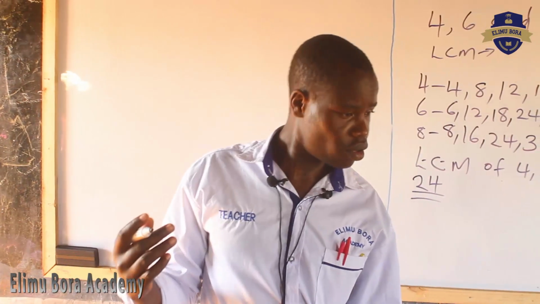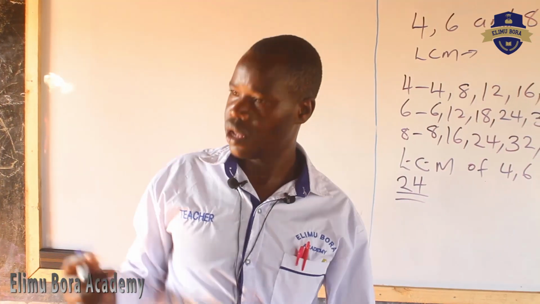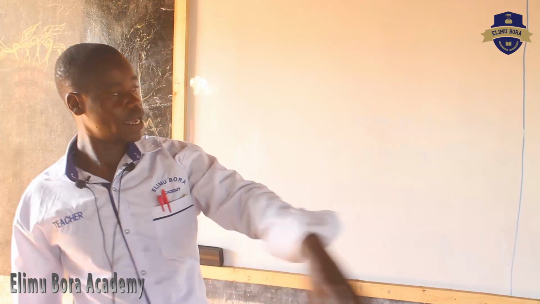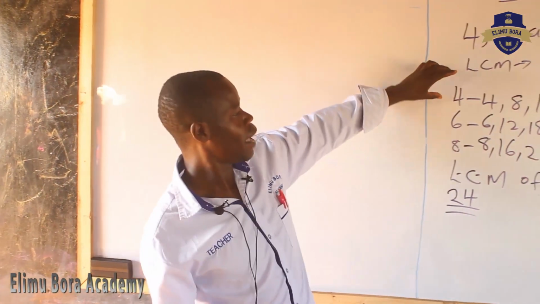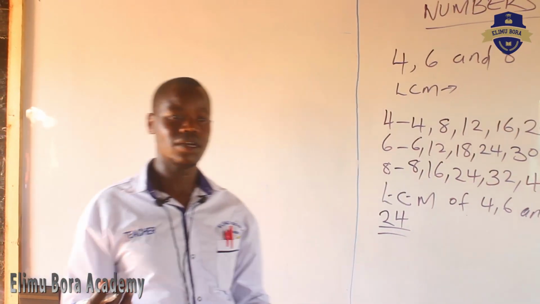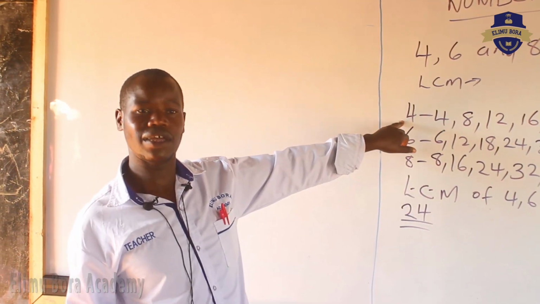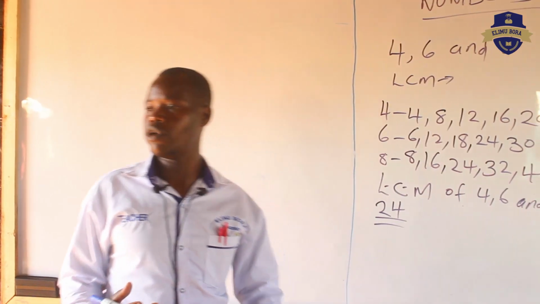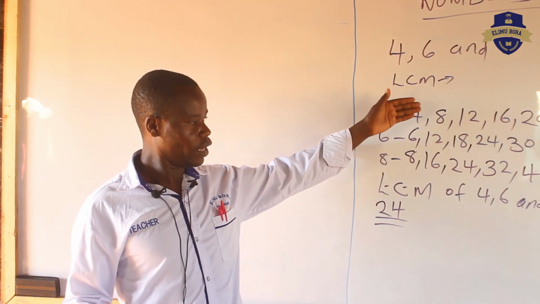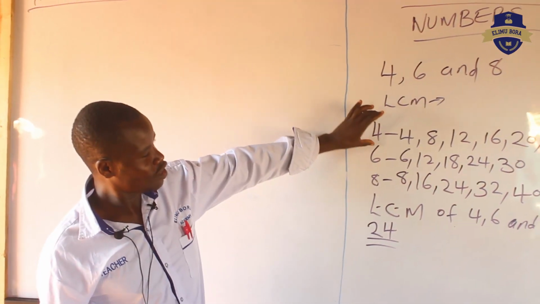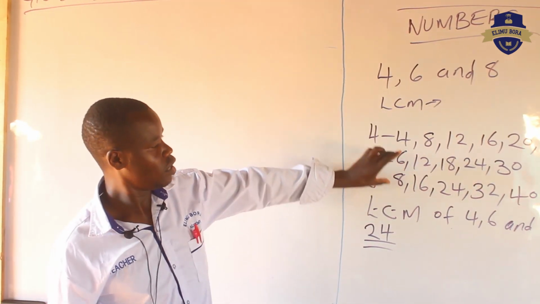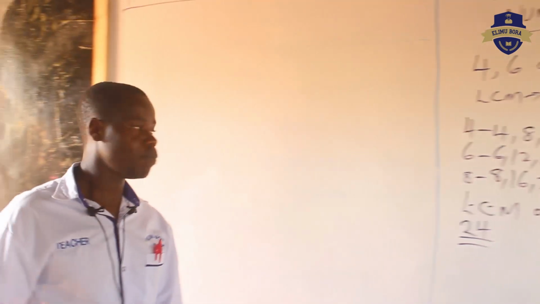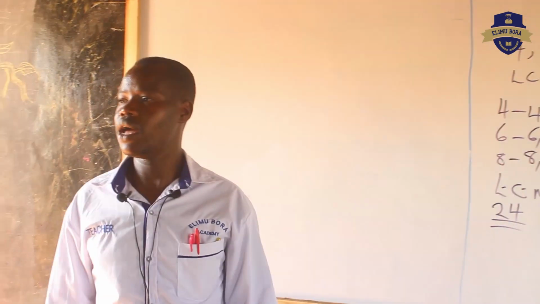So that's how to find the LCM, or the least common multiple, of numbers. You list down the multiples of the first number you have been given, the second number, and the third number, and then you look for the number which is common to all of them. That will be your answer.